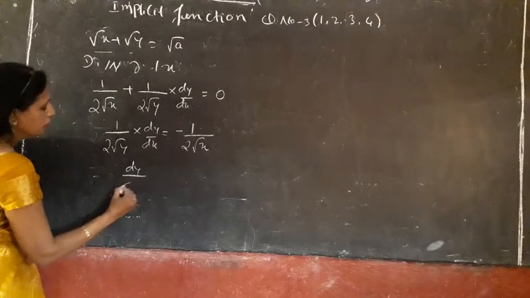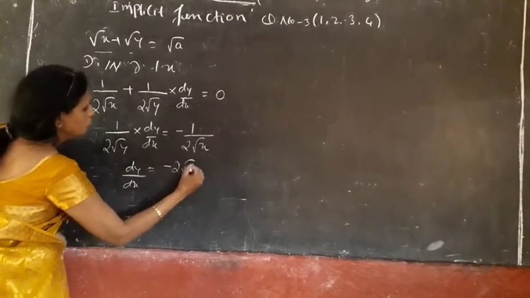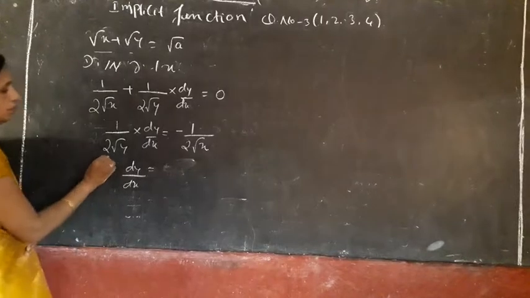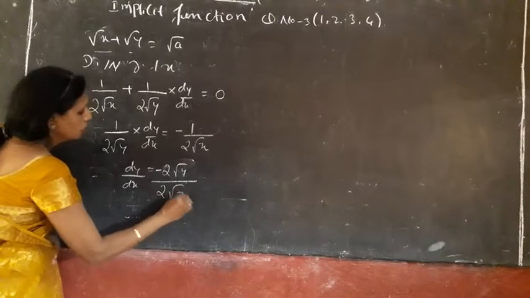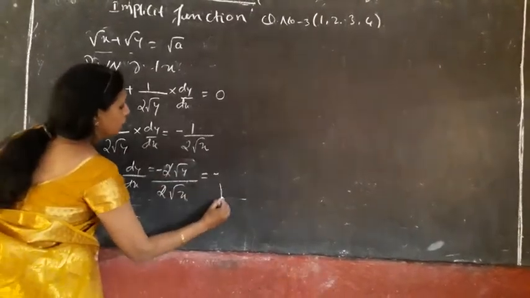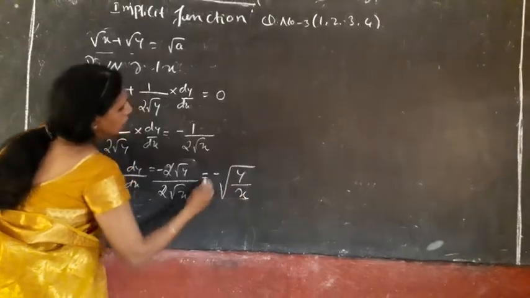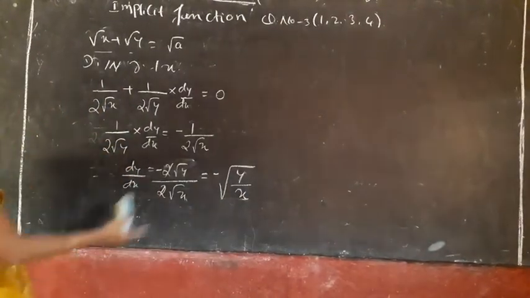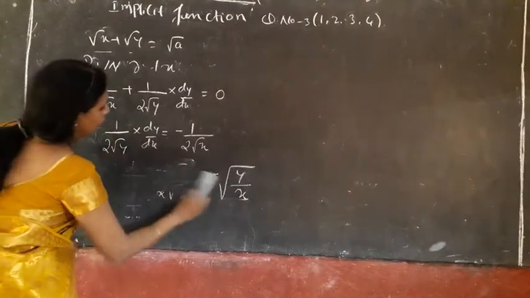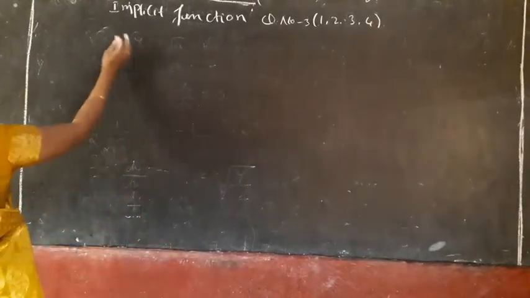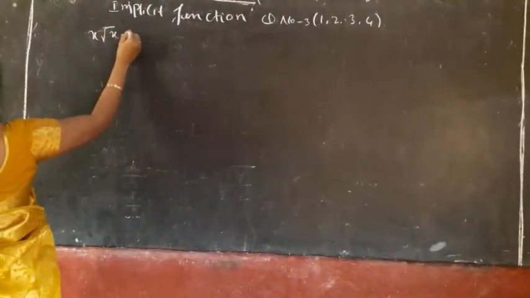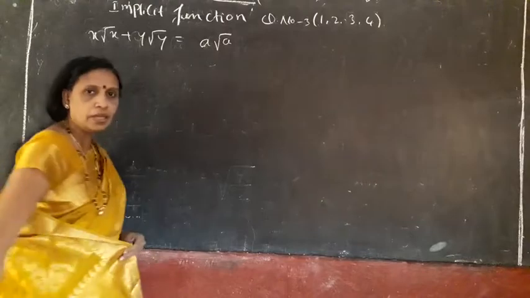Okay. Next, here it is plus, it becomes dy upon dx equal to minus 2 root x. Sorry, this becomes here on cross multiplication 2 root x. 2 gets cancelled. We can write this under the same square root sign, that is minus square root of y upon x. Next, consider the second example. The second example is x root x plus y root y equal to a root a.